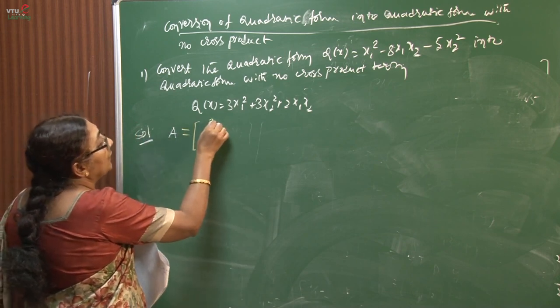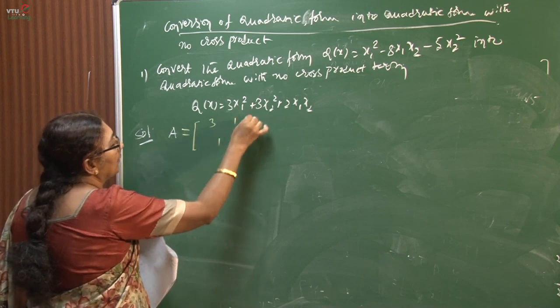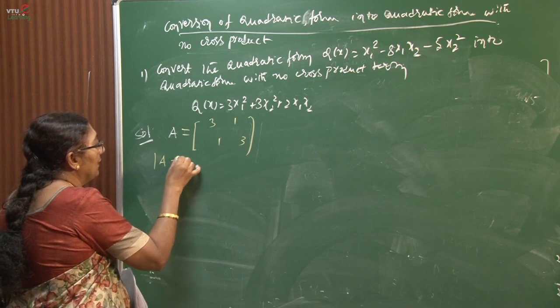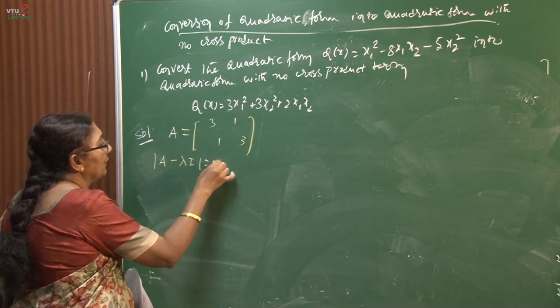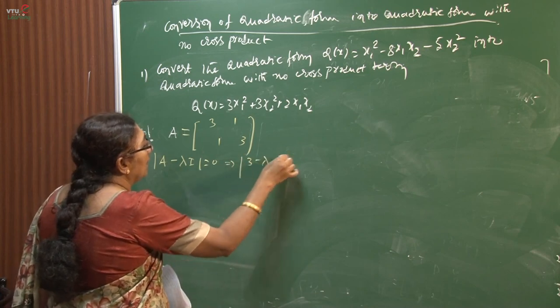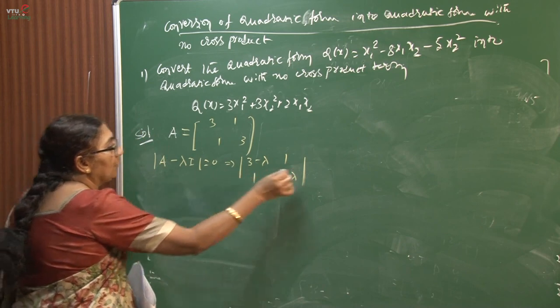Here, 3, because the x1 square and x2 square coefficients are taken, 3, 1, 1, 3. And then you find A minus lambda I, eigenvalue, equal to 0. Then what we get is 3 minus lambda, 1, 1, 3 minus lambda. What we get? That equals 0.